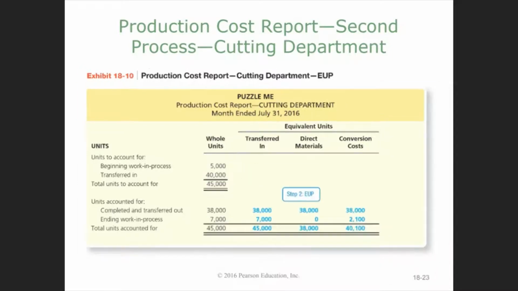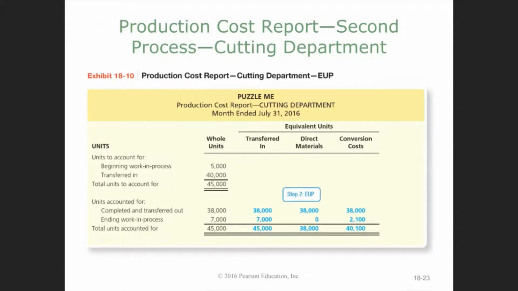So then the next step, they're bringing us in, and same thing that we did for the last example. So now we have our completed and transferred out units. So we've got our transferred in of 38,000 and our ending work in process of 7,000, which they have told us in this diagram. And so to find the total units accounted for, we are going to take the 38,000 completed and transferred out plus the ending work in process of 7,000, and that's going to give us total units accounted for 45,000.